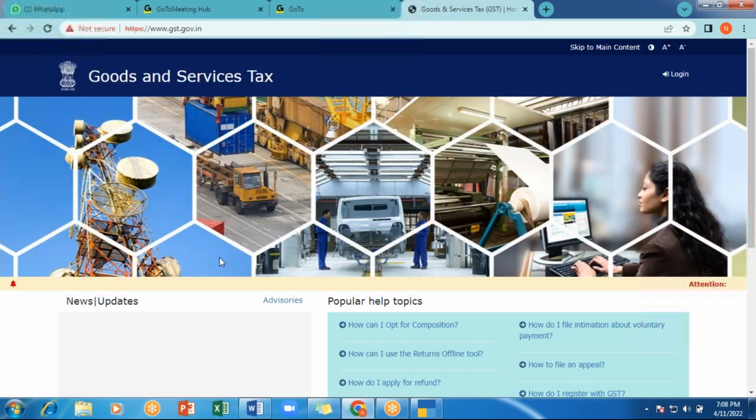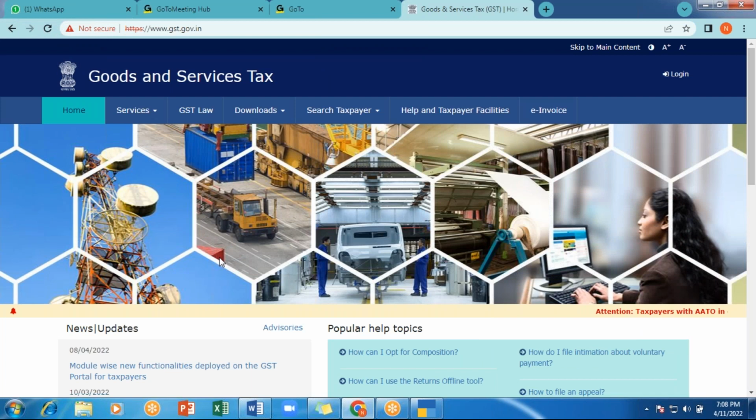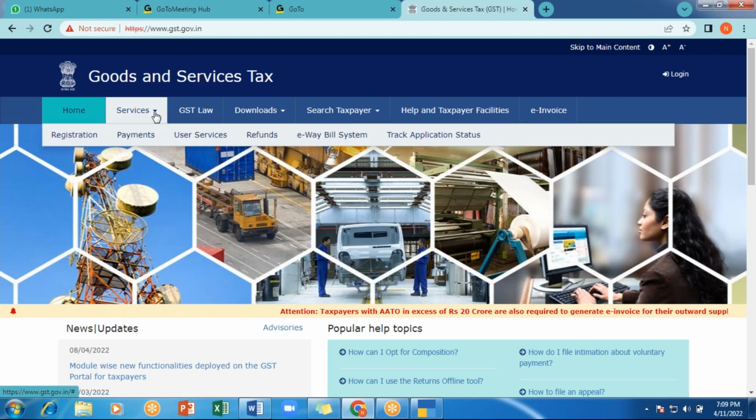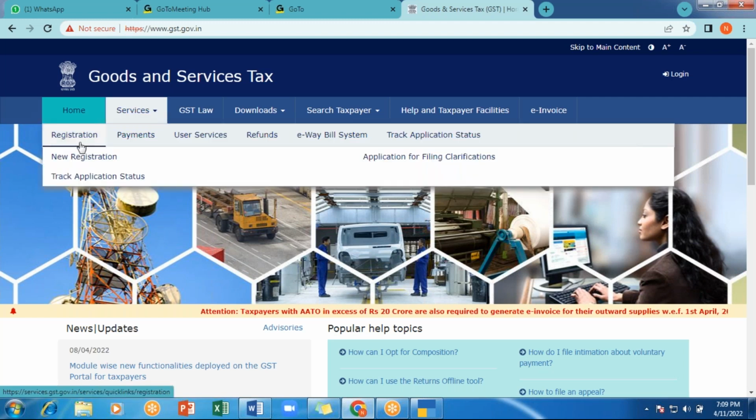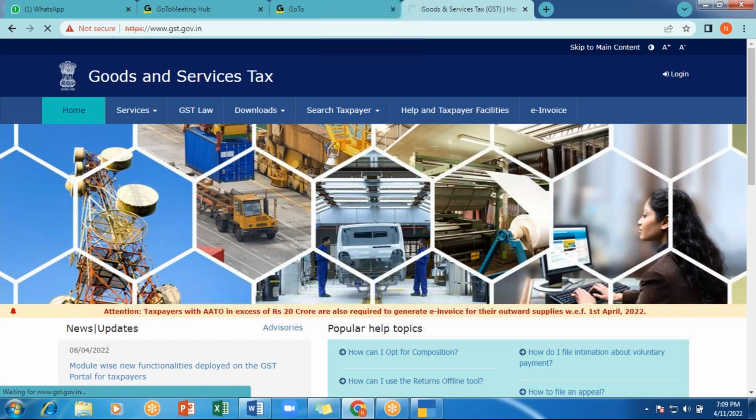So see, like this a website will open when you go to this website, www.gst.gov.in. That is government in. When you go to this website, you have to go to this tab, services. When you click on services, you'll find an option as registration. Under registration, you have to go for new registration. Click on this. Again, a new screen will open.